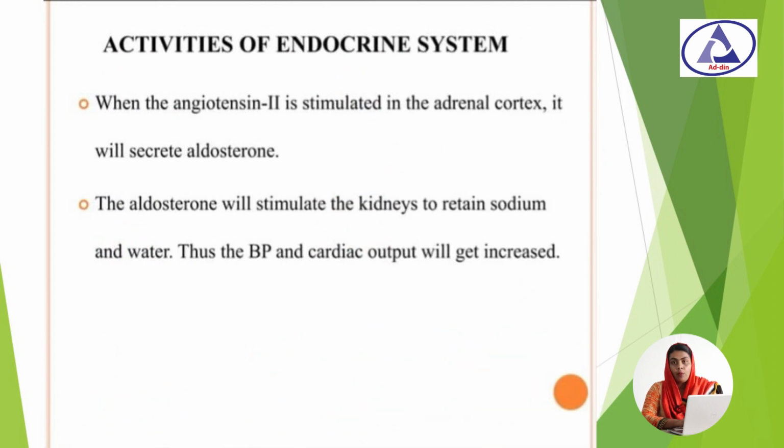Now, activities of endocrine system. When the angiotensin II is stimulated in the adrenal cortex, it will secrete aldosterone. The aldosterone will stimulate the kidneys to retain sodium and water. Thus, the blood pressure and cardiac output will get increased.